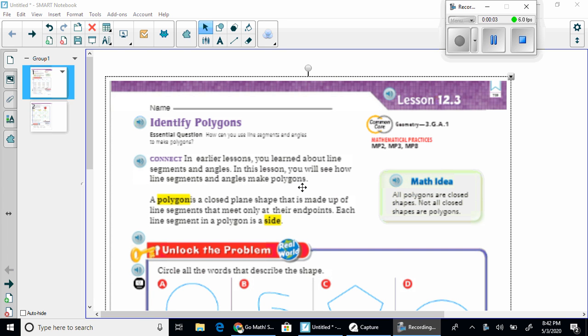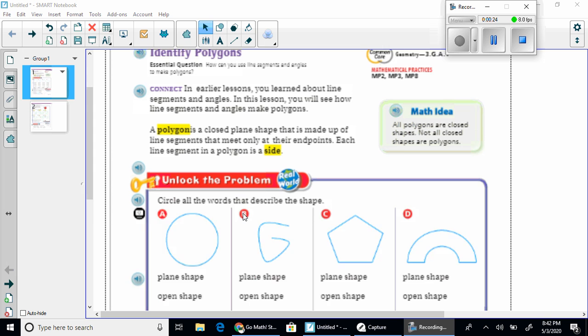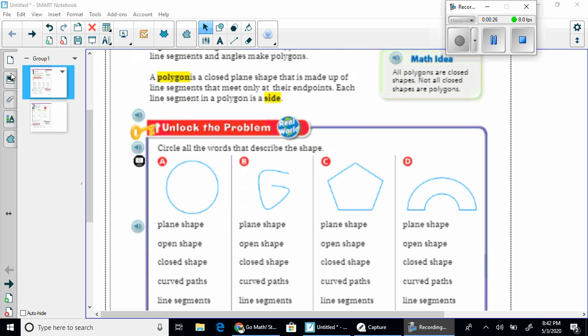All right, this is lesson 12.3, and we're going to be identifying polygons. In earlier lessons you learned about line segments and their angles, and in this lesson we're going to learn about how line segments and angles can make a polygon. Just a reminder that a polygon is a closed plane shape that is made up of line segments that meet only at their endpoints.